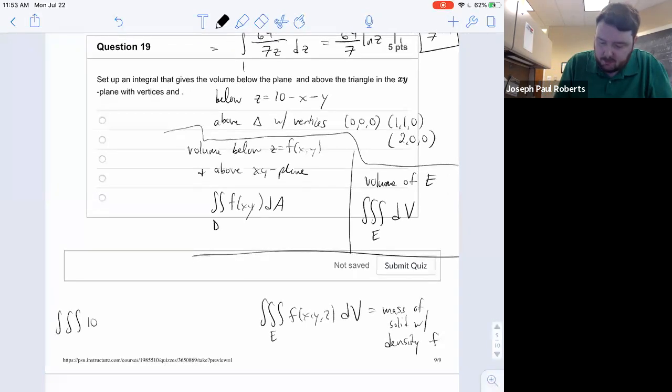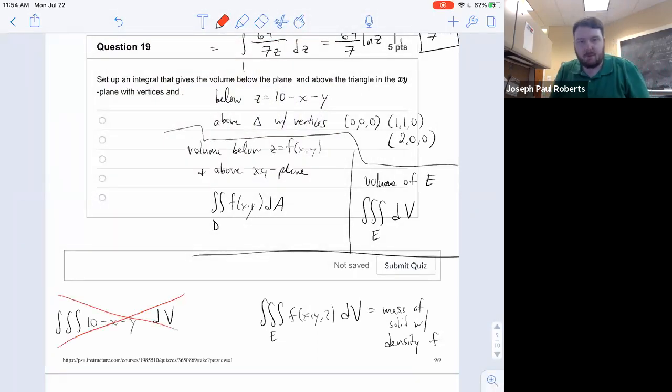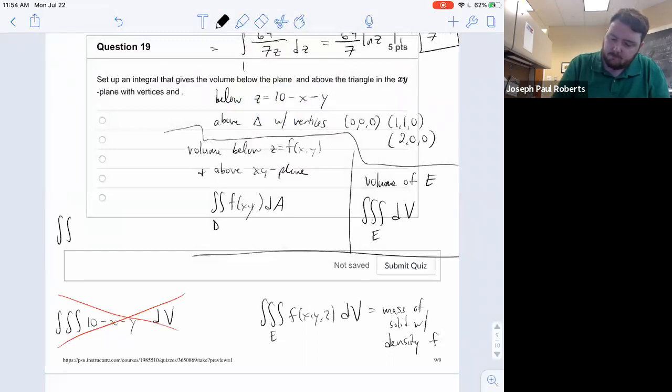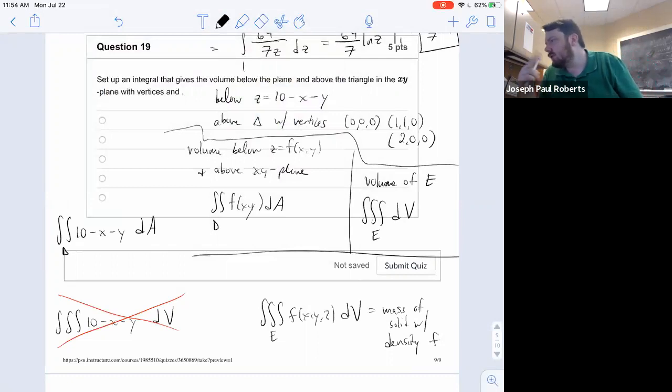And so that, I think, was one of the more common wrong answers. One of the wrong choices was the triple integral of 10 minus x minus y. That would represent the mass of an object with density 10 minus x minus y. Okay, so instead, the correct answer was a double integral. Yeah, because there were two choices of triple integrals. They both had 10 minus x minus y as the integrand, so those are both wrong.